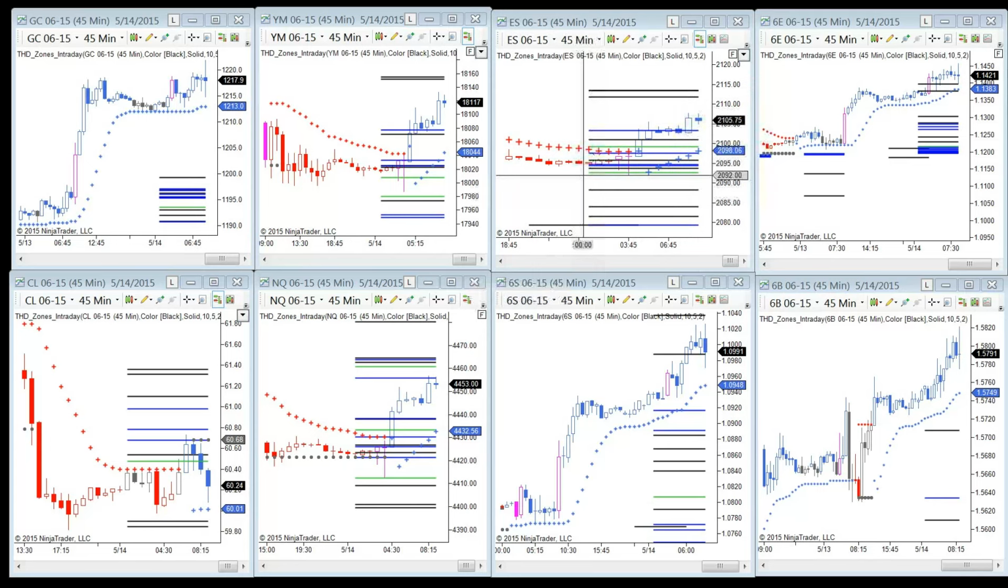Do you see how these areas right here caught price overnight? That's why I tell you to watch out for those levels, okay? Because they will catch them. They caught them over here. They caught them over here.